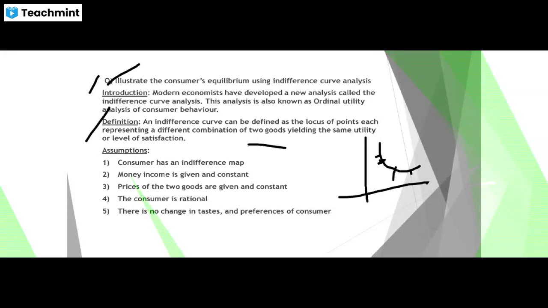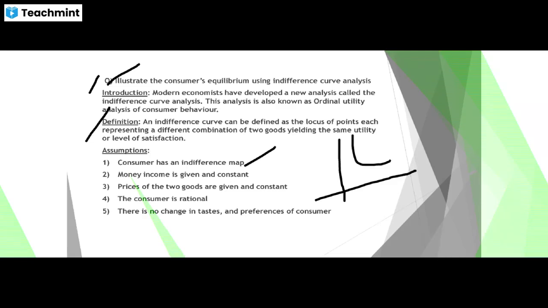In this indifference curve, if you see, this is IC, indifference curve, each point will give the same level of satisfaction on this graph. And next, the assumptions. First one: consumer has an indifference map. Indifference map means a set of indifference curves is called an indifference map. If you have too many indifference curves on the same graph, that is called an indifference map. So first one is IC1, second one IC2, third one IC3.